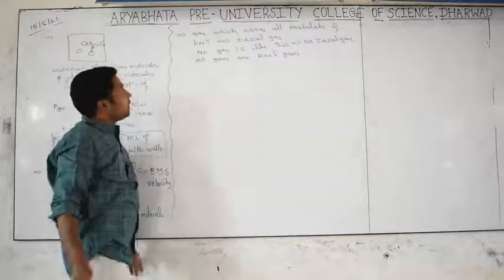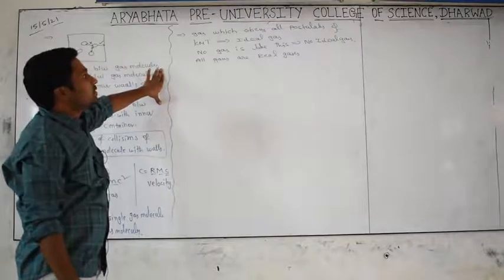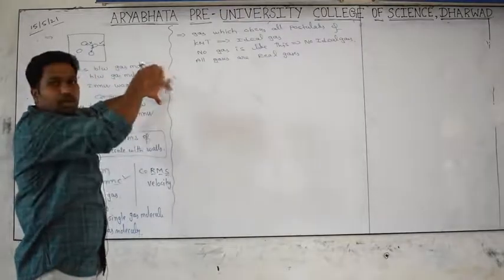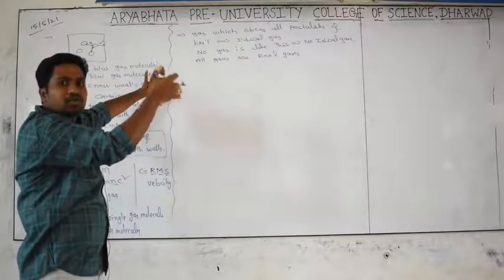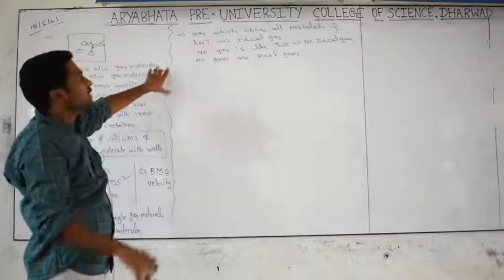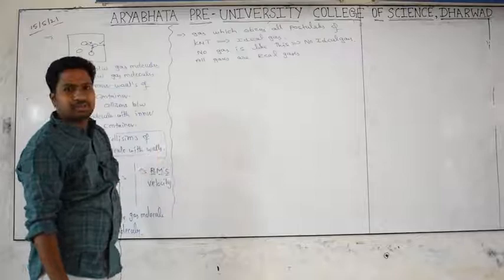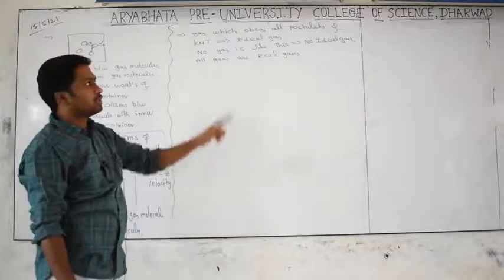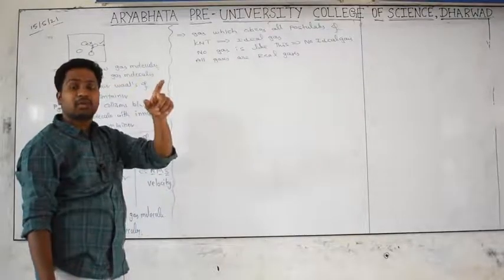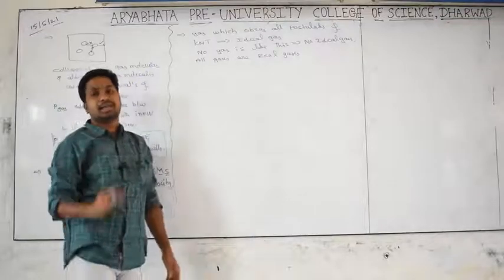What is the point? The gas which obeys all the postulates of the kinetic molecular theory that we discussed right now, they are calling as an ideal gas. But no gas is like this, meaning no gas is obeying all these conditions. That's why there is no ideal gas. Whatever gases we have, all are real gases only.